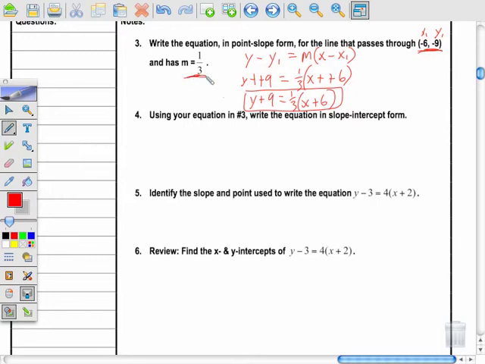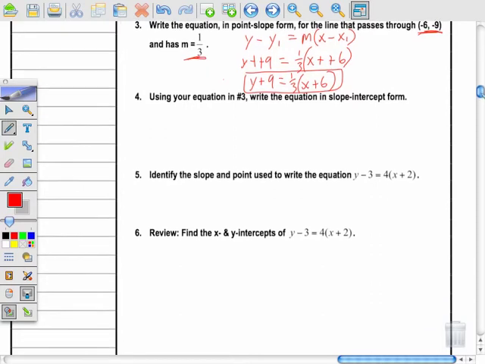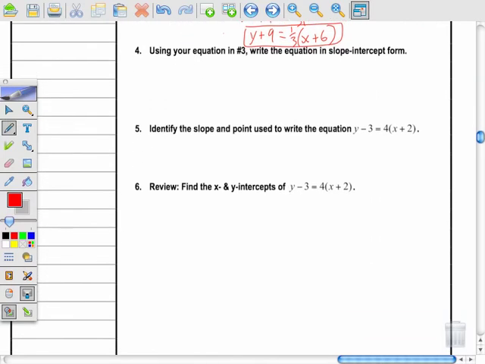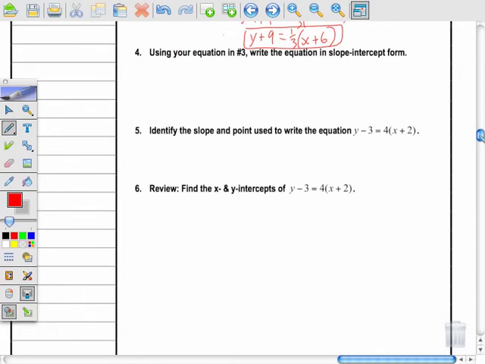It's called point-slope because you have a point and a slope, and you just use that information and plug it into that formula. It's basically an outline. You just plug those numbers in.